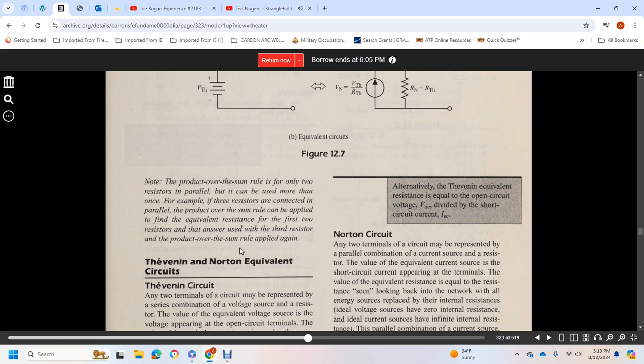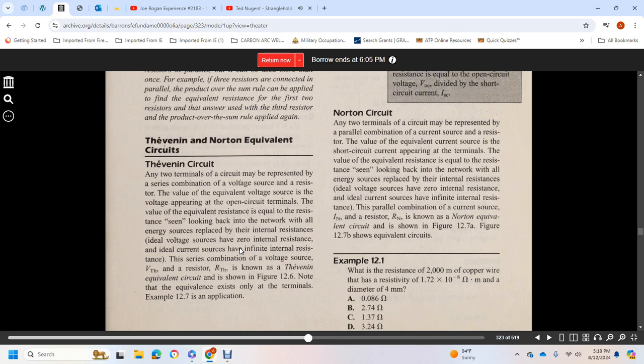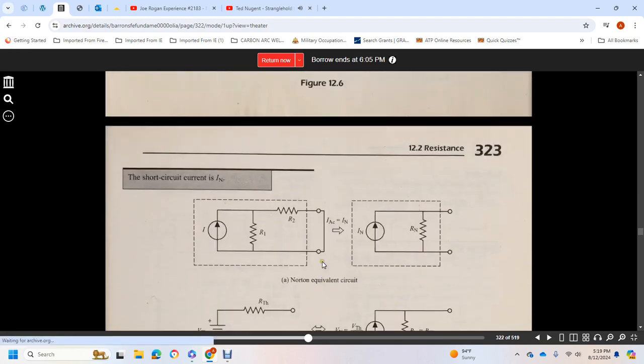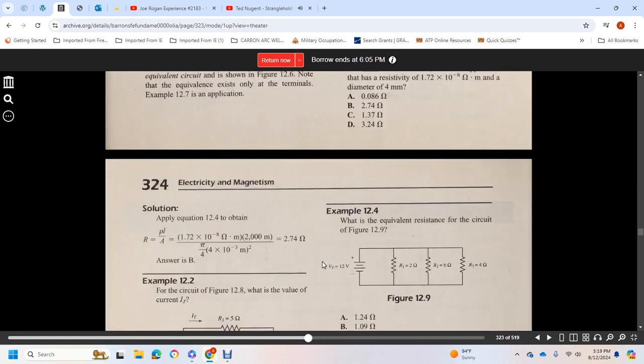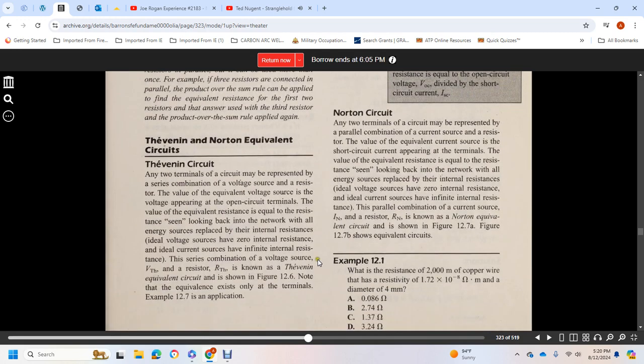The Thevenin and Norton equivalent circuits. The two terminals of the circuit are represented by the series combination of a voltage source and a resistor. The value of the equivalent voltage source is the voltage appearing across the open circuit terminals. The value of the equivalent resistance equals the resistance looking back into the network with all the energy sources replaced by their internal resistance: ideal voltage sources have zero internal resistance and ideal current sources have infinite internal resistance. The series combination of voltage source and resistor is known as the Thevenin equivalent circuit, shown in figure 12.6.